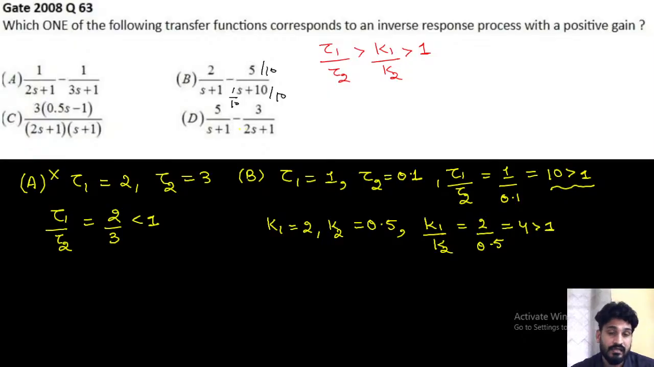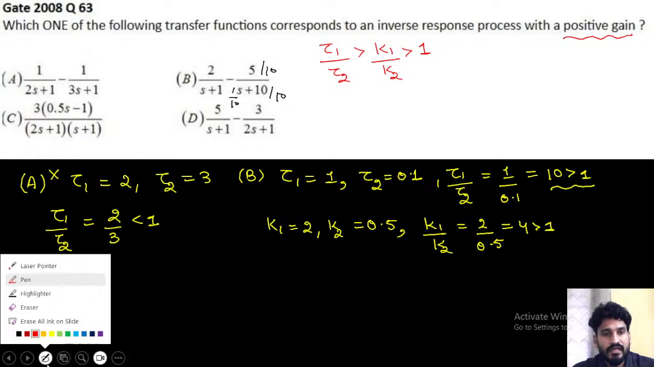B can be our answer. Okay, I'm not saying that it is the answer. Why? Because I only satisfied these conditions, but I do not know about the positive gain, that this is showing inverse response with positive gain or not. I don't know. What about the option D? Let's try to understand the option D also.